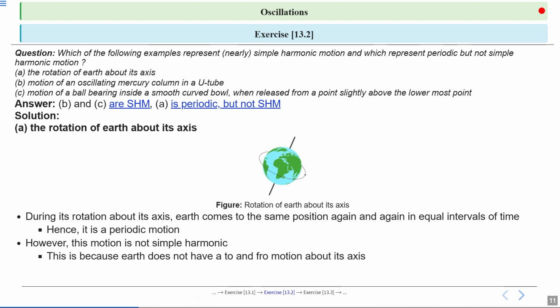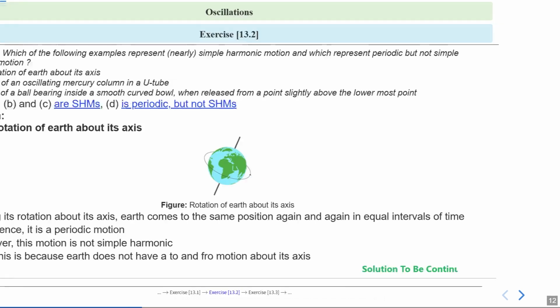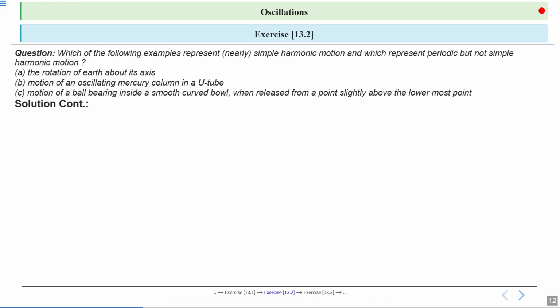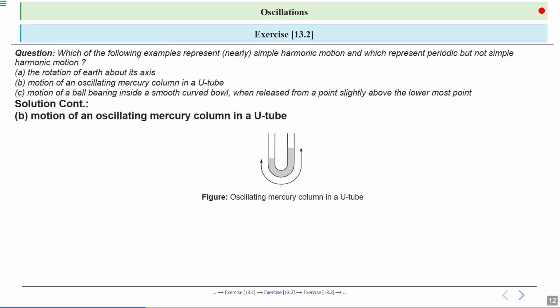This is because the Earth does not have a to and fro motion about its axis. Alright. Now, let's look at part B.